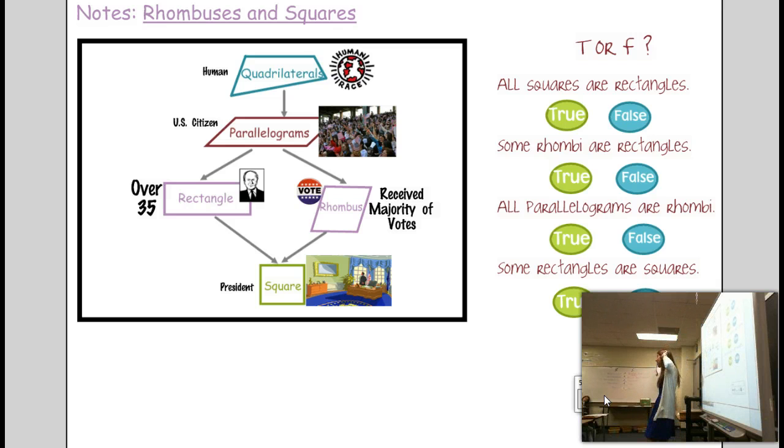So all parallelograms are quadrilaterals. Okay, now some U.S. citizens are over 35, right? Are all of them over 35? Some of them are over 35. Some of them also receive the majority of votes in an election. If you're a U.S. citizen, and you're over 35, and you receive the majority of the votes in an election, then you can become the president.